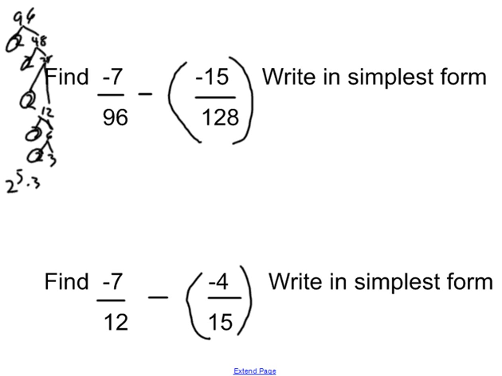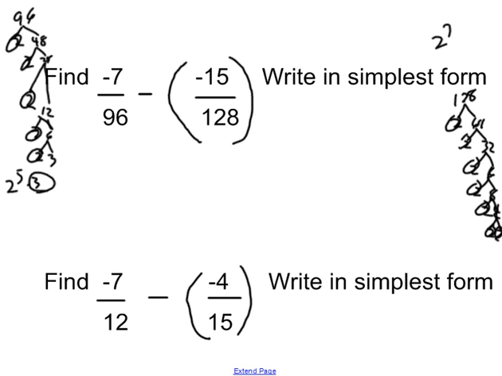If I look at 128, 128 can factor into 2 and 64. 64 factors into 2 and 32. 32 into 2 and 16. 16 into 2 and 8. 8 into 2 and 4. 4 into 2 and 2. So I've got 1, 2, 3, 4, 5, 6, 7. 2 to the 7th is the factorization for 128.